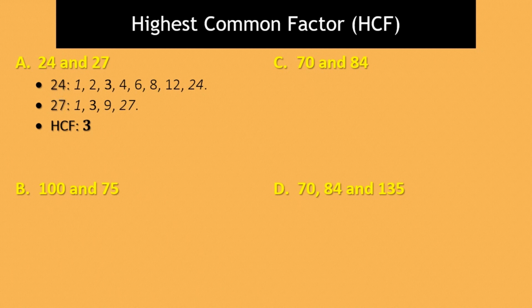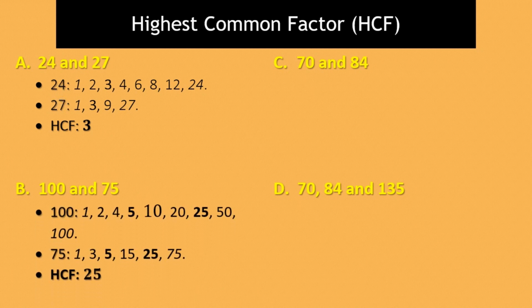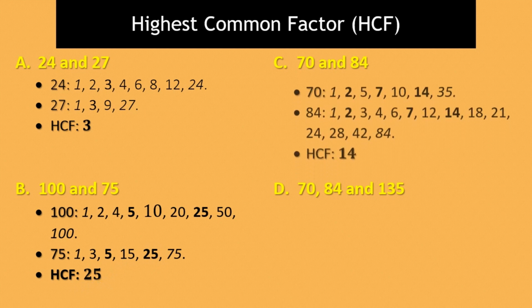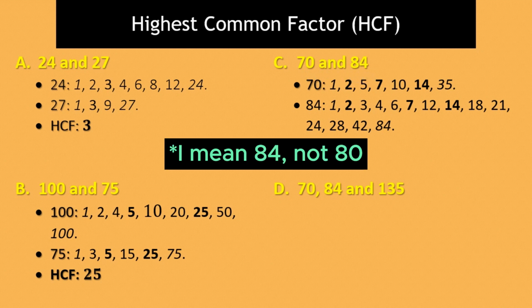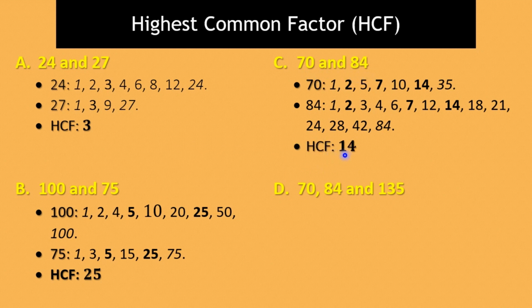Example B. The HCF of 175 is 25. Example C. The HCF of 70 and 84 is 14. This is the biggest number, the biggest factor that 70 and 84 have in common.